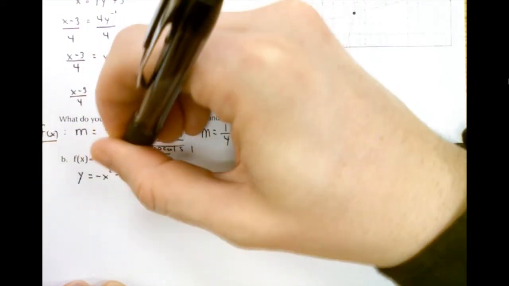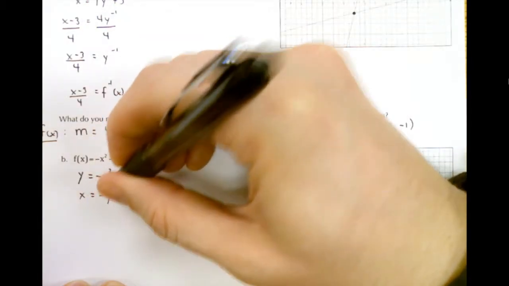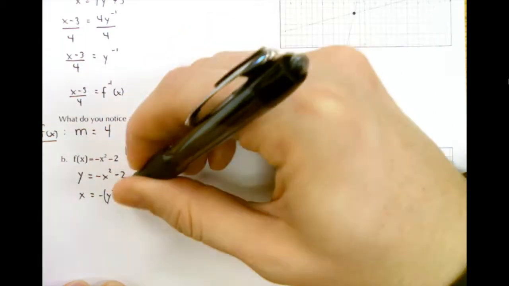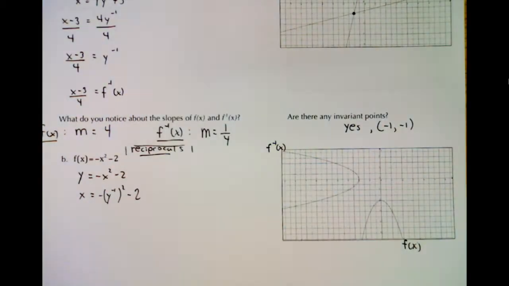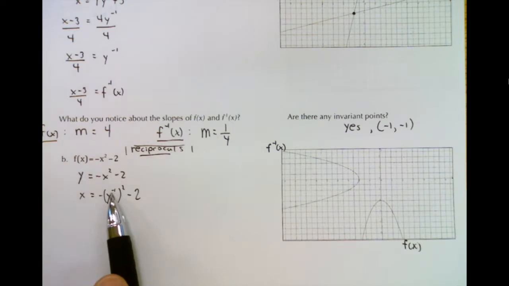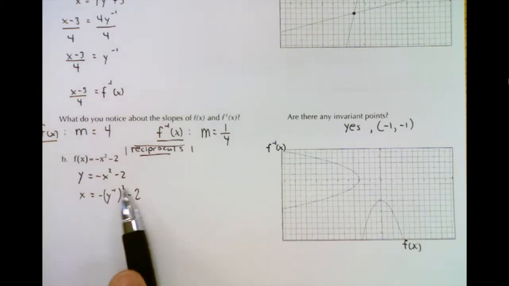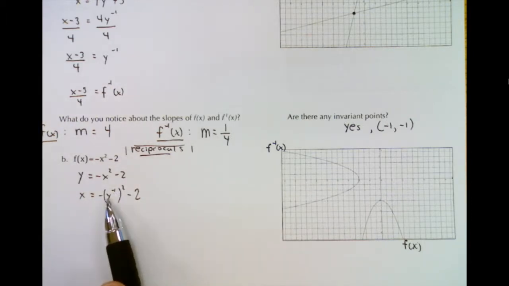So let's find the inverse. Same strategy. Replace f of x with y. Switch x and y, and turn y into y inverse. And you have to be careful here. This is not an exponent. Even though I referred to it as an exponent when I was describing the notation, you can't multiply these exponents. This is saying y inverse. It has nothing to do with the exponent on y. So when we're isolating, we're not multiplying these exponents. So be careful of that.